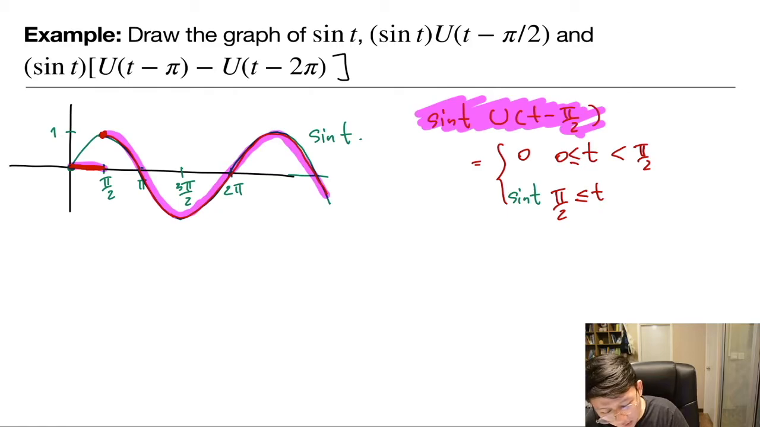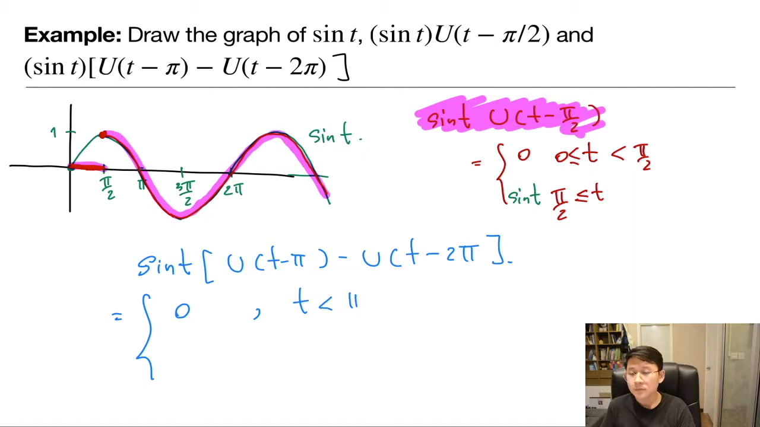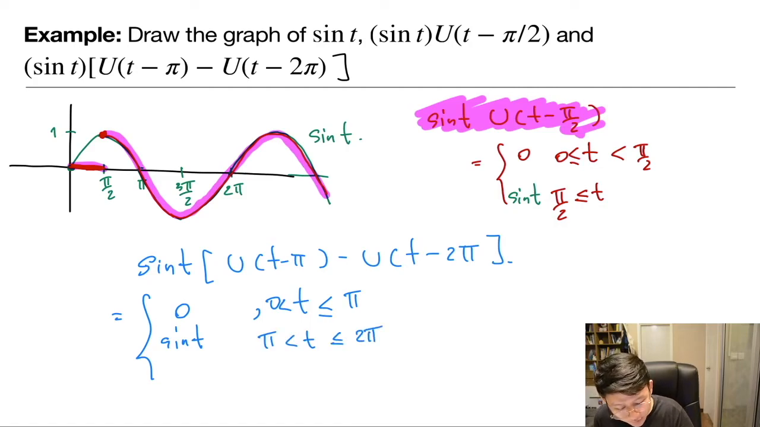So here, this guy, psi(t)[u(t − π) − u(t − 2π)], it would be 0 when t is less than π, and it would be psi(t) when t is bigger than π but less than 2π, and it again becomes 0 when t is bigger than 2π. So in that case, the graph would look like that.